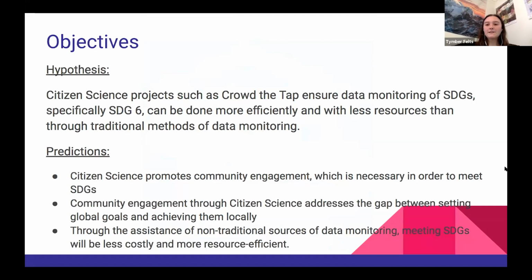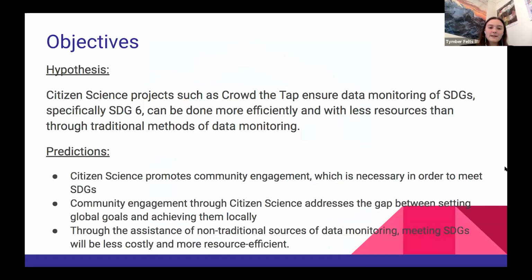And so just to get more into my research specifically, my hypothesis is that citizen science projects such as Crowd the Tap ensure data monitoring of Sustainable Development Goals, and specifically Sustainable Development Goal 6, can be done more efficiently and with less resources than through traditional methods of data monitoring. I'll talk a little bit more about traditional methods of data monitoring later. But right now I want to talk about my predictions.